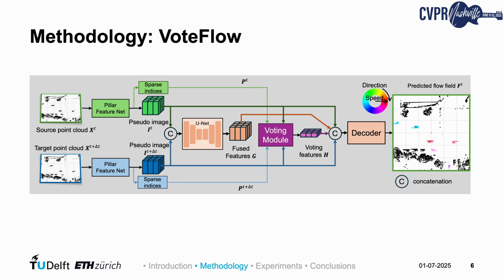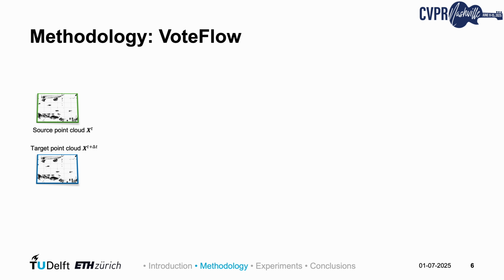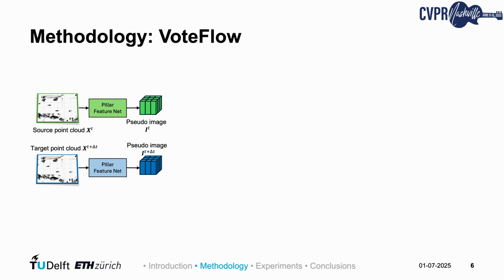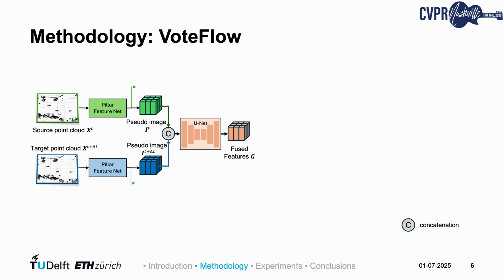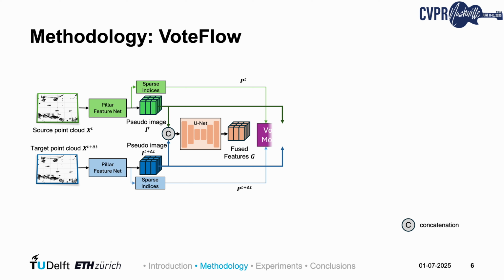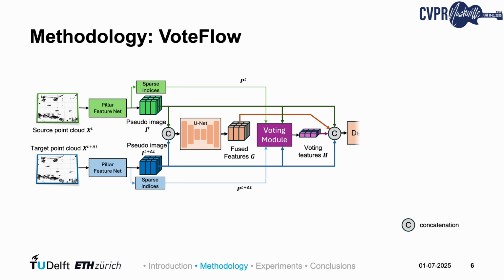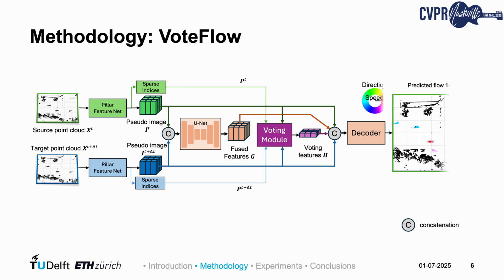Here's an overview of the VoteFlow pipeline. VoteFlow basically follows the design of mainstream feed-forward scene flow networks. First, two consecutive LiDAR sweeps are embedded into voxel-based pseudo-images by a shared pillar feature net. Then, the pseudo-images are fused by a U-net. In parallel, our lightweight voting module also takes the pseudo-images as input and outputs voting features. At the end, we concatenate the voting features with the fused U-net features, along with the original pseudo-images, and pass them into the decoder to predict the final scene flow vectors. During training, self-supervised losses, such as C-flow loss, are applied to provide supervision.